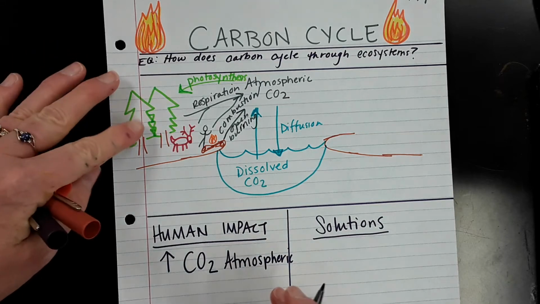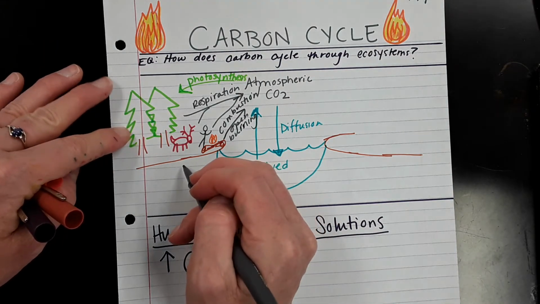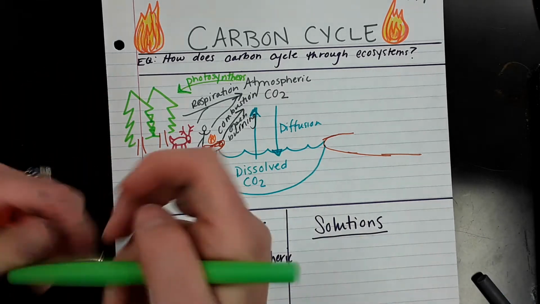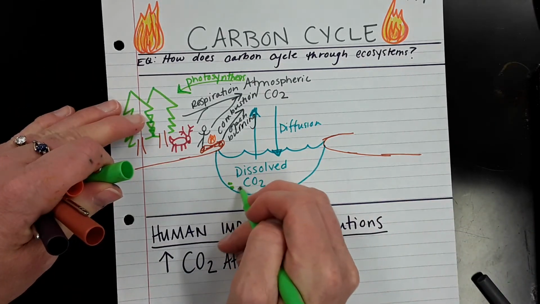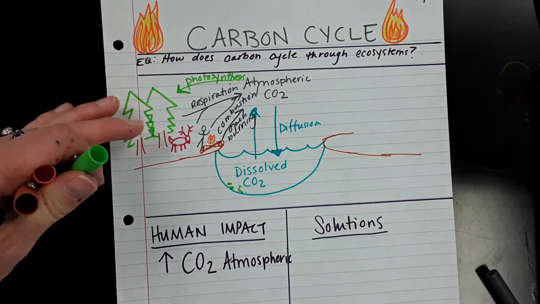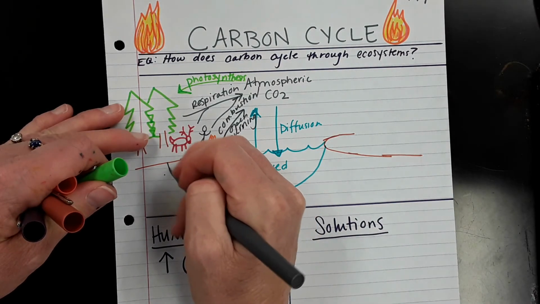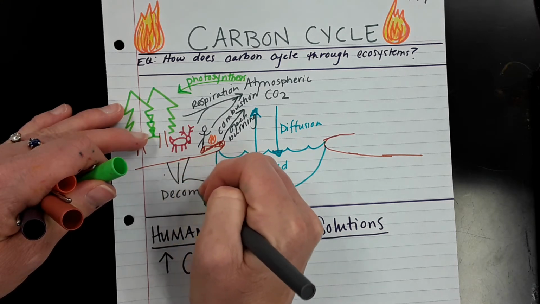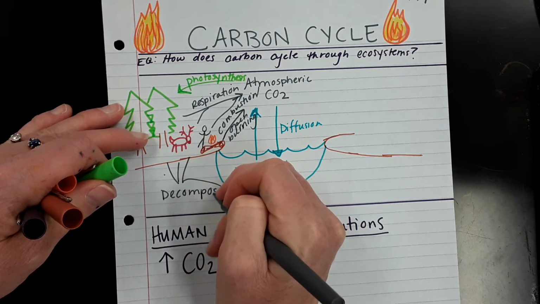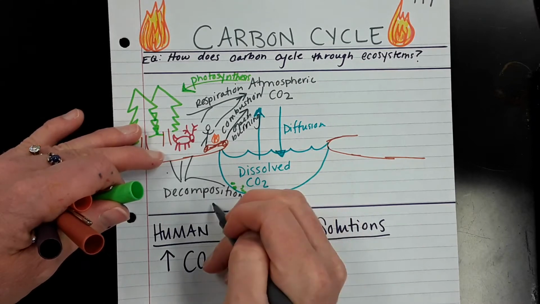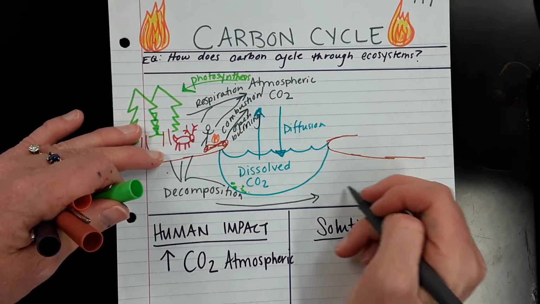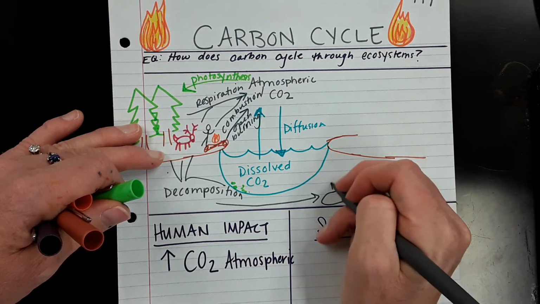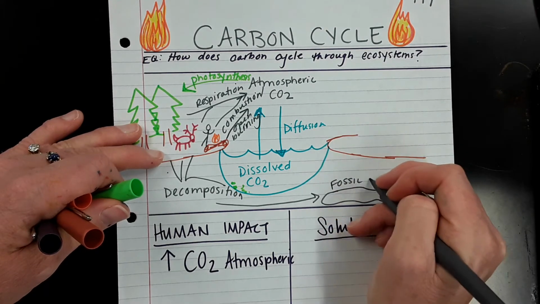Another thing that we figured out over time is that when the trees and the animals and the algae in the ocean, because even the algae dies, when all this dies, it is going to decompose. So everything eventually decomposes. So decomposition. And what's going to happen is with decomposition, this stuff is going to turn into things like coal and oil. So we're going to end up with fossil fuels.